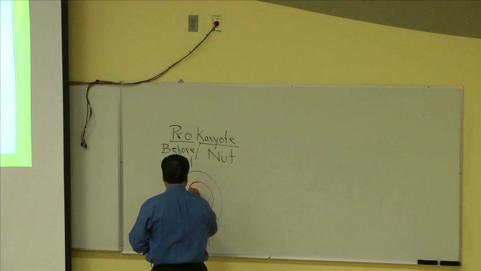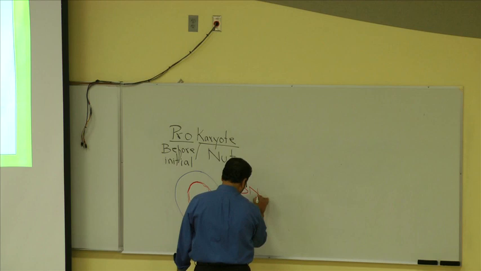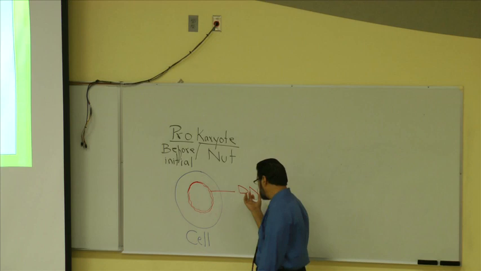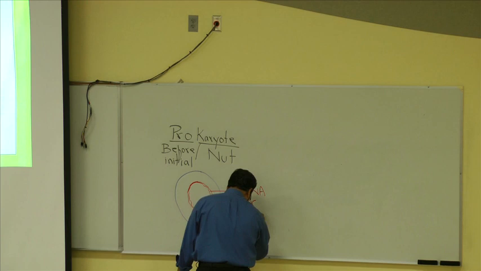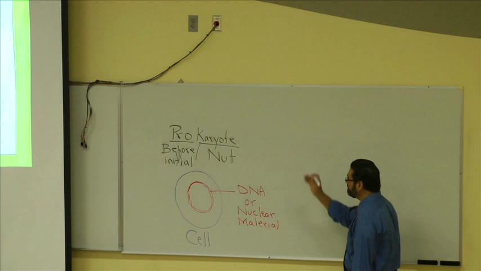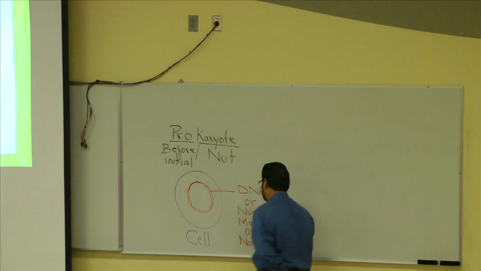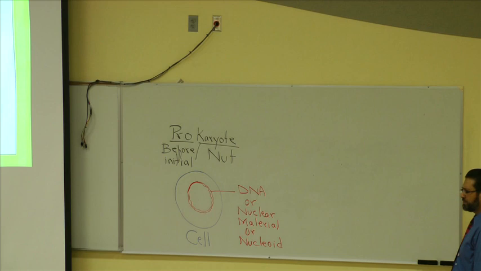Before the nucleus, there was DNA. There was no nucleus, but there was DNA. You can say there was no true nucleus. There was DNA, or nuclear material. And in prokaryotes, this nuclear material is also called nucleoid. So this is one major difference between prokaryotes and eukaryotes.